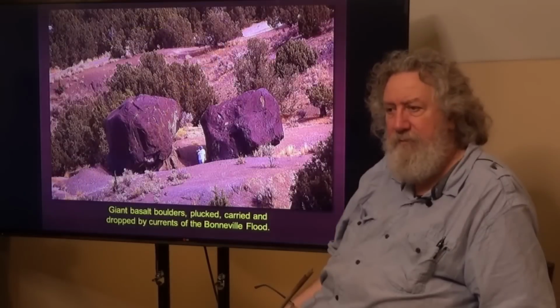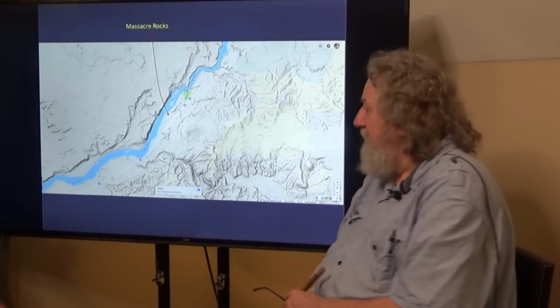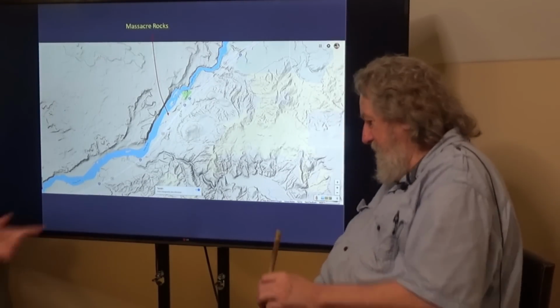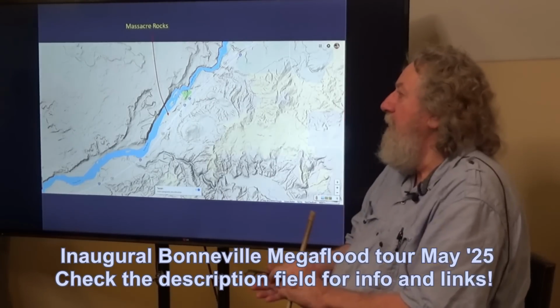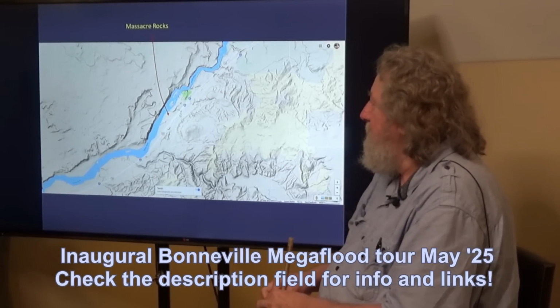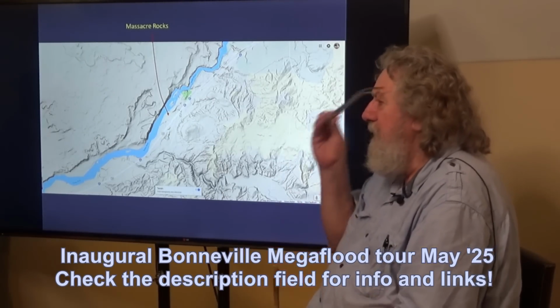And again, this is a state park that people can go visit, and it's right off the interstate there, Interstate 86. And, you know, they can get an up-close view of what this flood's power really was right through this area of the Snake River.